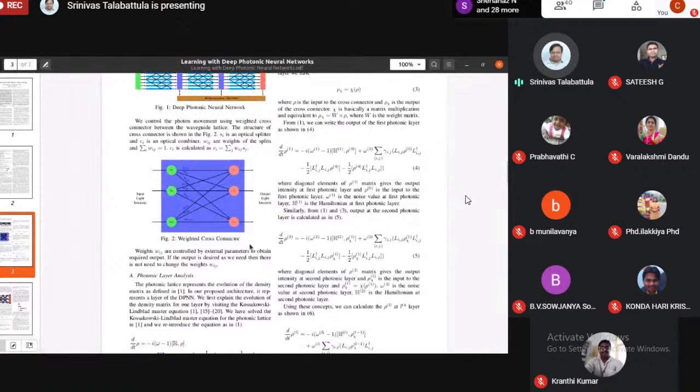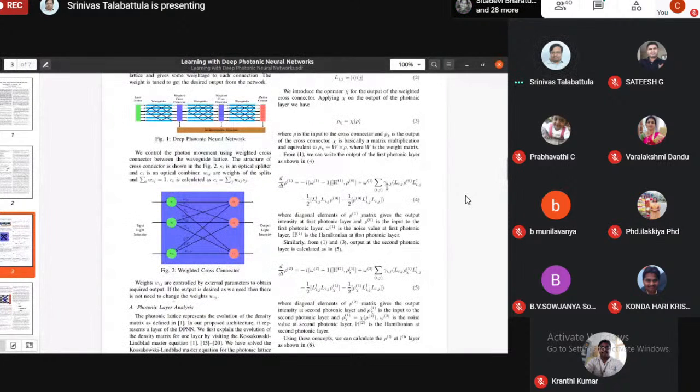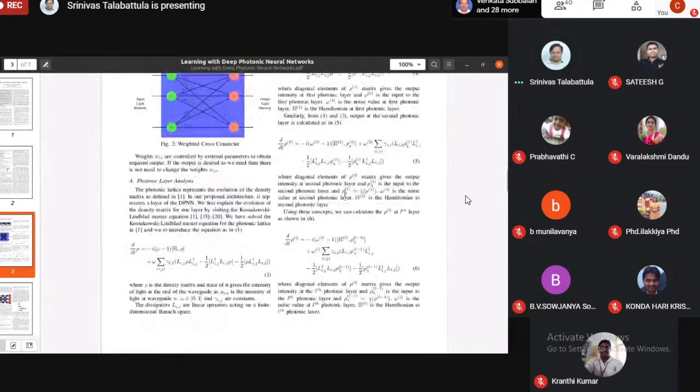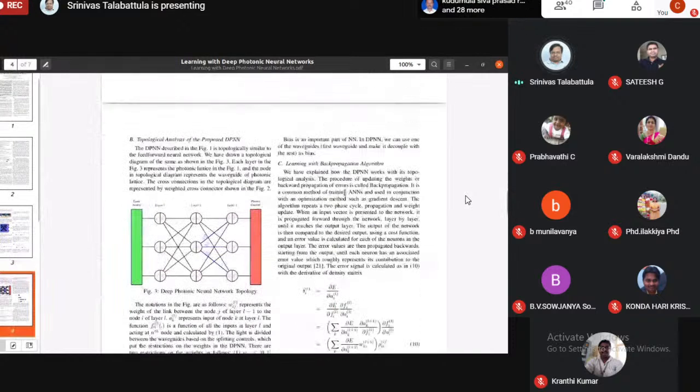You will simply have to replace each of these differential operators with quantum operators here. H is the quantum operator operating on the density matrix rho. So you can do a lot of manipulation using this. So you can analyze the topology of this. See, why are you calling it a deep photonic neural network? There are several layers. That's the reason why you can call it deep, that word deep.